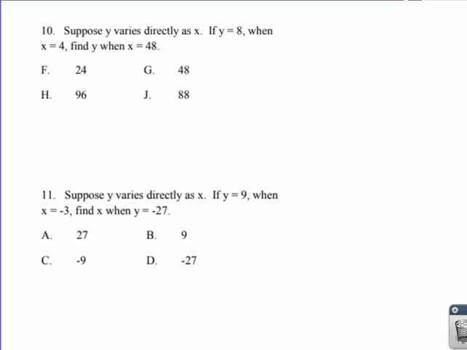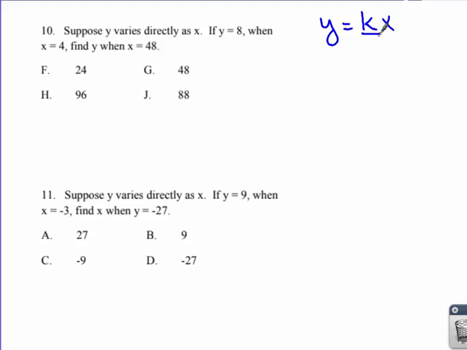Now to some questions where you actually have to do some work. Okay, it says, suppose y varies directly as x. If y is equal to 8 when x is 4, find y when x is 48. So this is the one where we're using the formula. Y is equal to kx, and you have to find the constant of proportionality, the k value, in order for you to find the missing piece.